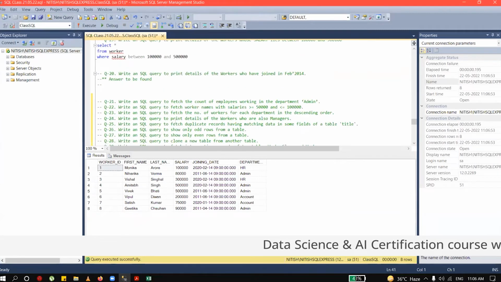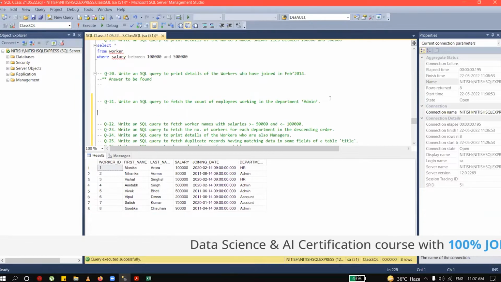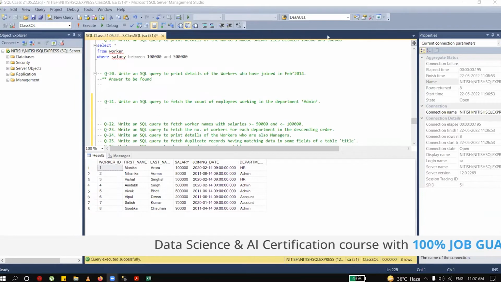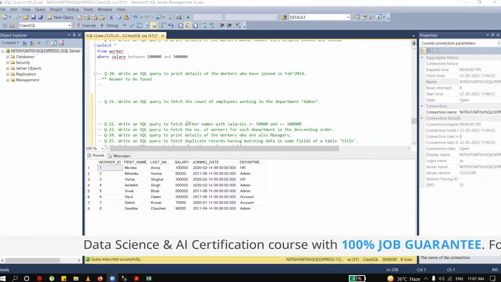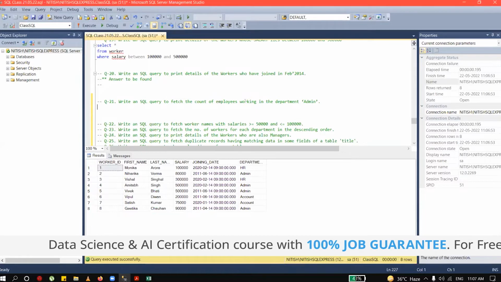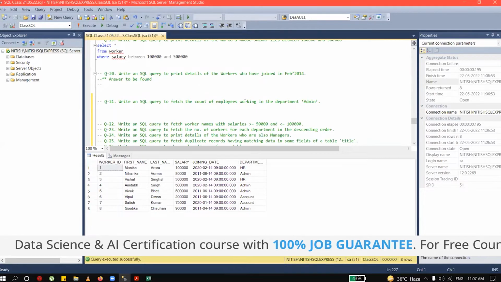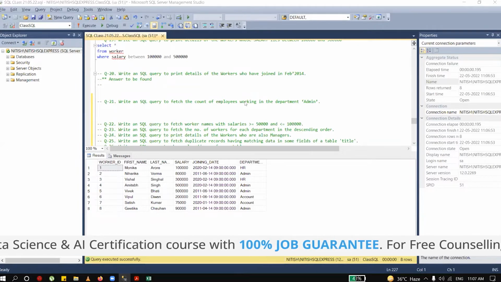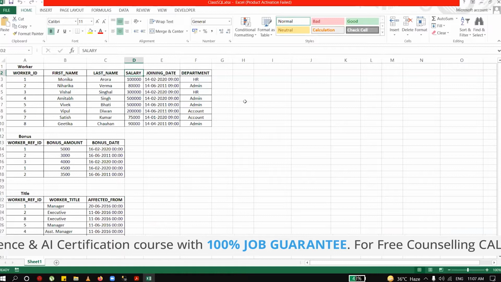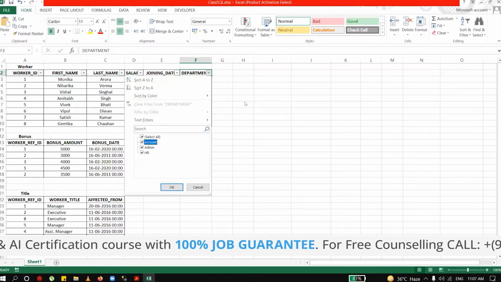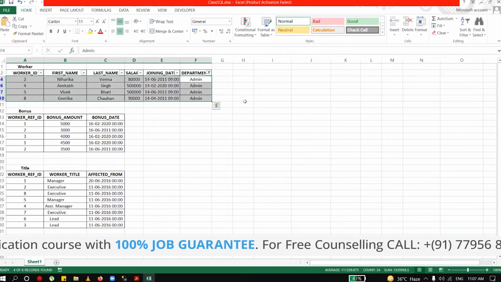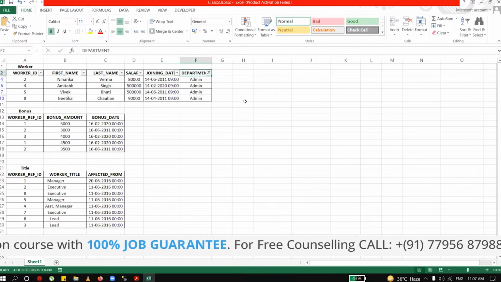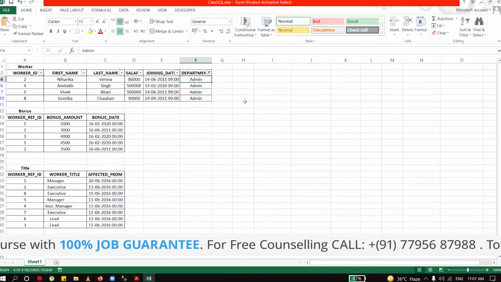Coming to the new question for today. Those who know SQL can help me answer in the chat box with your references, examples, and whatever you think is the approach. Write a SQL query to fetch the count of employees working in department admin. In my admin, I would like to give the count of it. Here is the admin. You have to tell me that the answer is 4. For this type of question, I'm asking for the admin and the count of it.